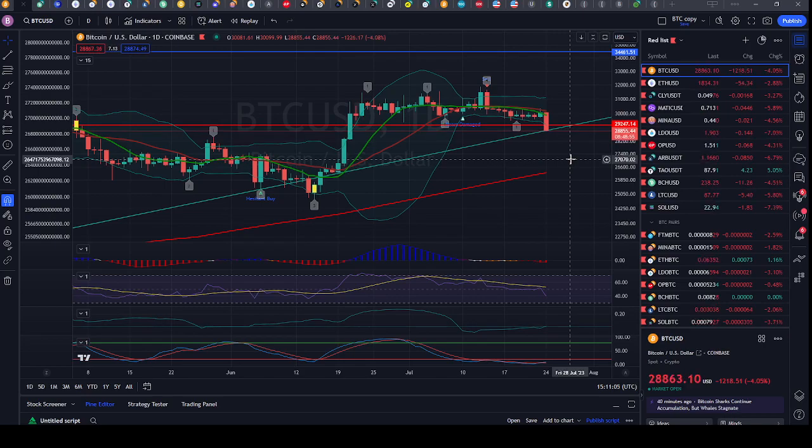Doesn't necessarily mean anything. You can have daily trend reversals and have it just be a wick on the weekly. So yeah, it looks ugly. It's going down literally as I'm speaking here.